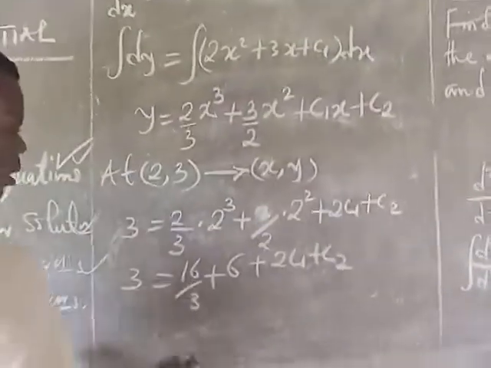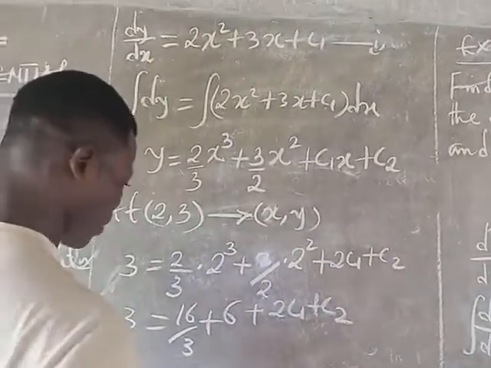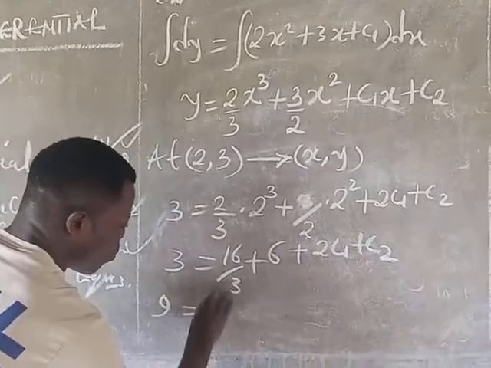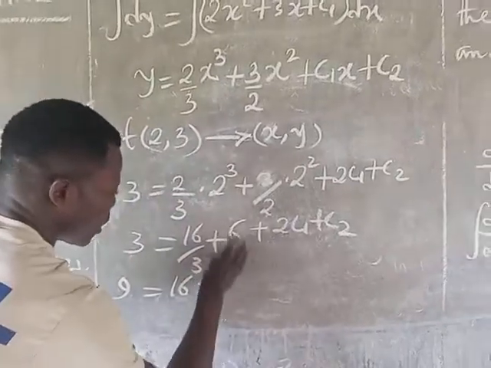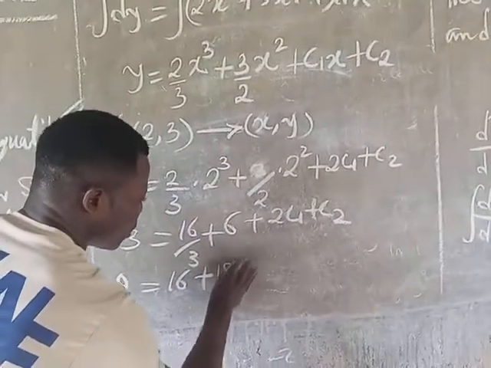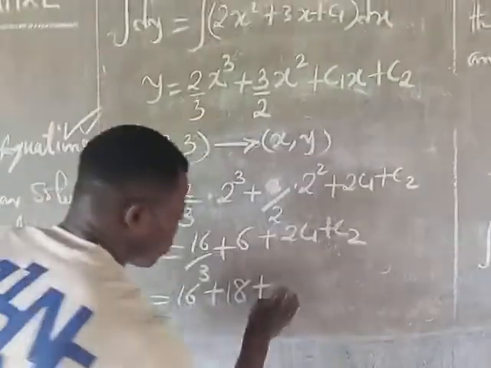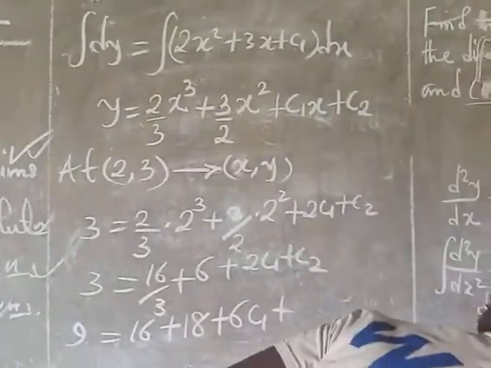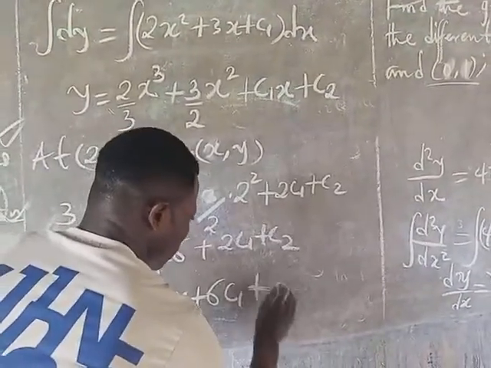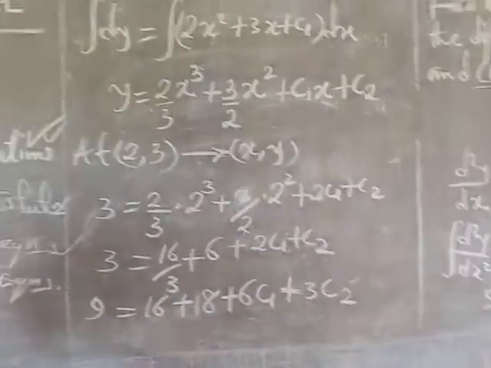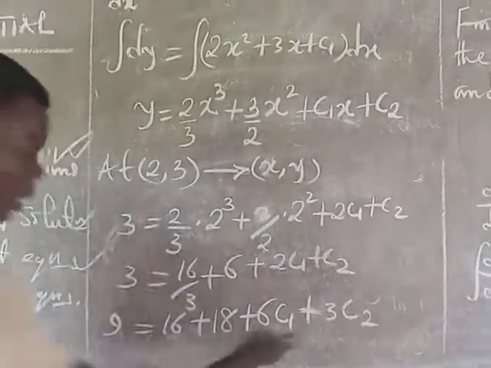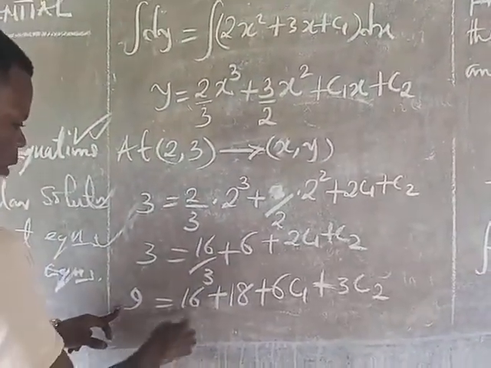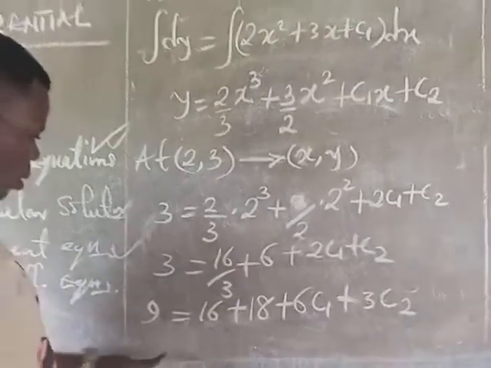We can find this one. Let me multiply everything by 3. If you multiply everything by 3 here, this will be 9 equal to 16 plus this times 3 will give you 18, then plus 3 times this will give you 6c1, then times this, we are going to have 3c2. And if you collect the like terms here, this comes here and this comes here.